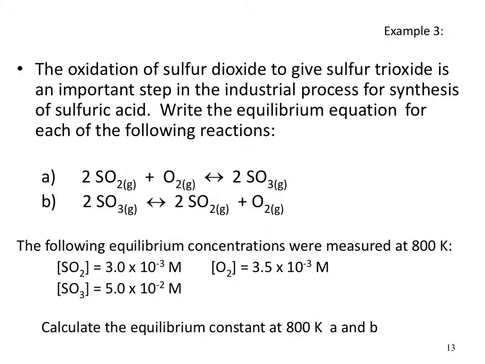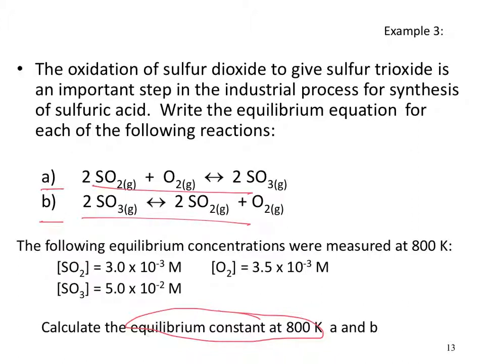Okay, the question is, oxidation of sulfur dioxide to give sulfur trioxide is an important step in the industrial process for synthesis of sulfuric acid. Write the equilibrium equation for each of the following, and you have to determine the equilibrium constant for both of these. So realize these are inverse of each other.